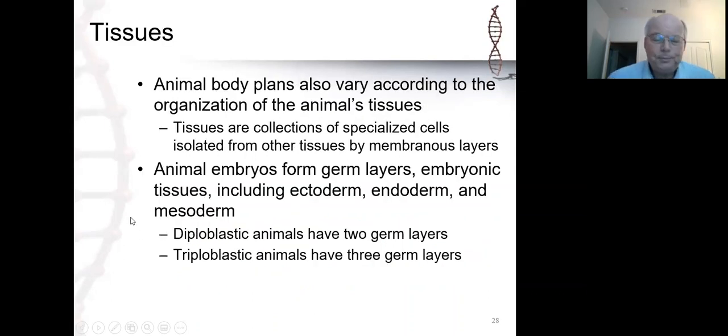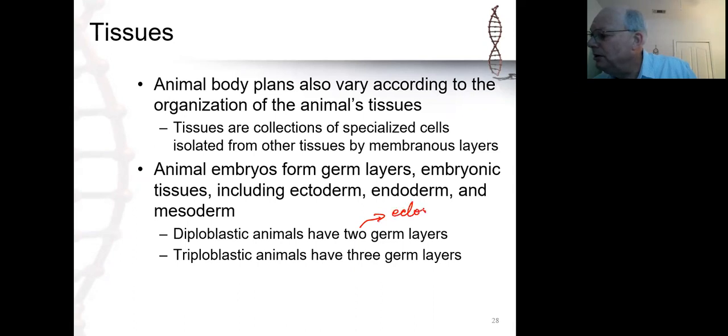So that's symmetry. Then the organization of the tissues during gastrulation, specifically the germ layers, into ectoderm, endoderm, and mesoderm in triploblasts, or ectoderm and endoderm in diploblasts. So this would be ectoderm, endoderm. And of course, the three germ layers are ectoderm, mesoderm.